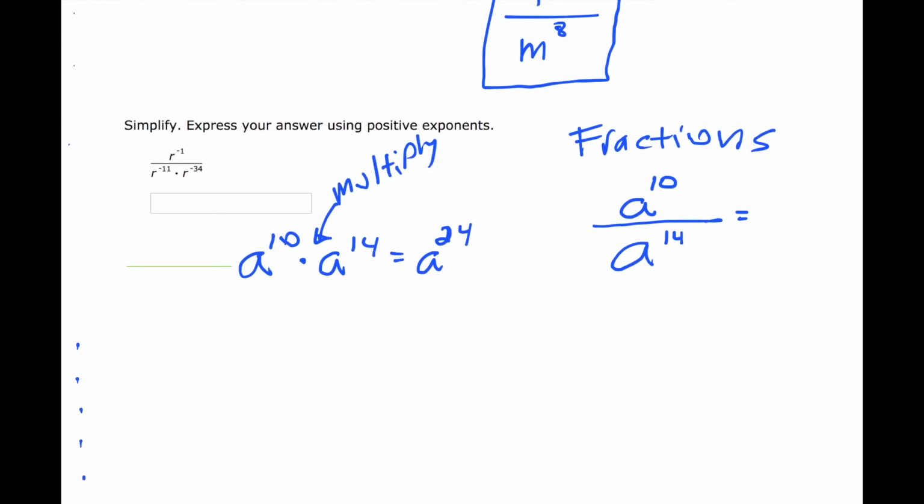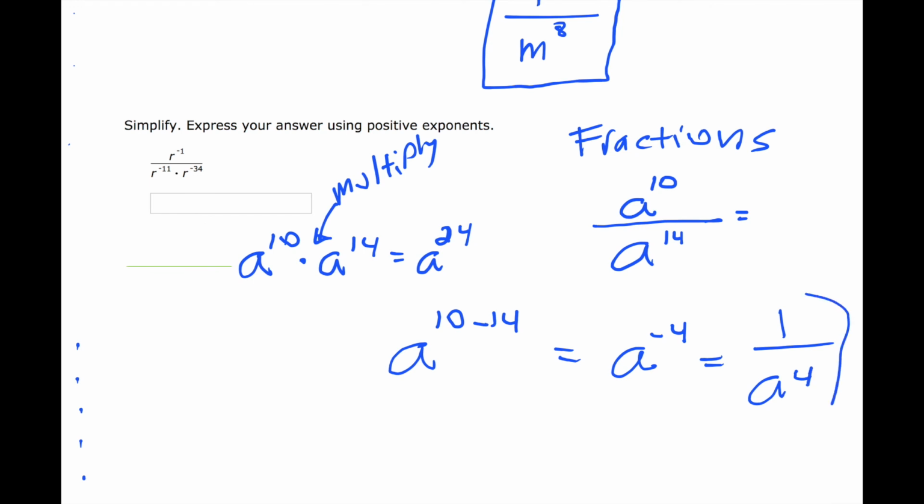Okay, so top minus bottom though. So you're going to go a to the power of 10 minus 14. So a to the power of what? 10 minus 14. Negative 4. Oh, but wait a minute. What? I said from top to bottom. Okay. So what is a to the minus 4? You've got to fix it. That's unhappy. Boom. All right. Now you're ready.